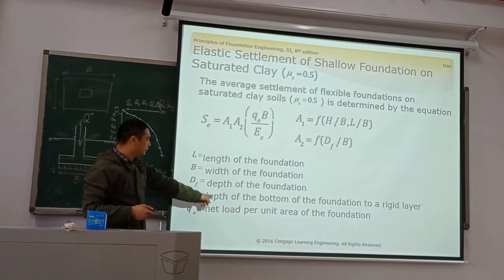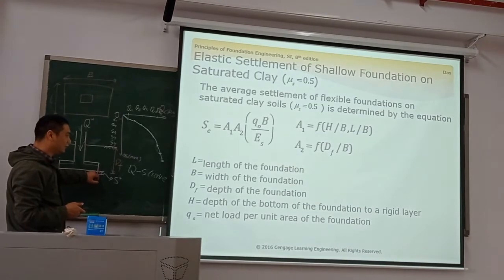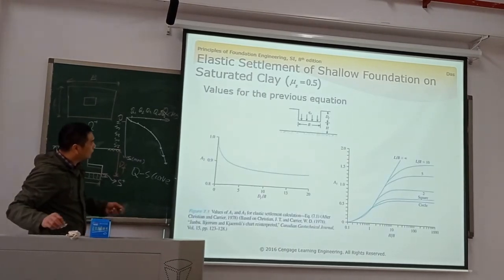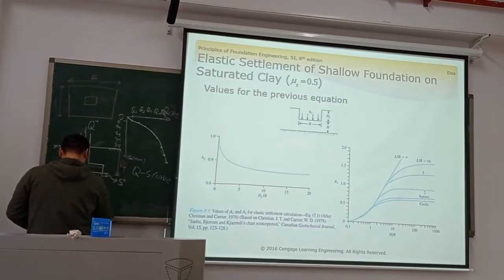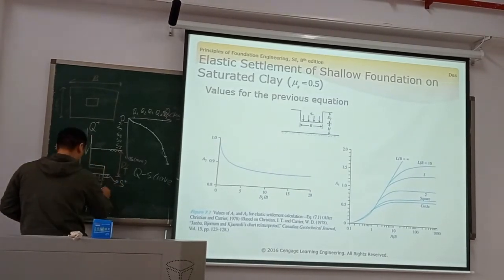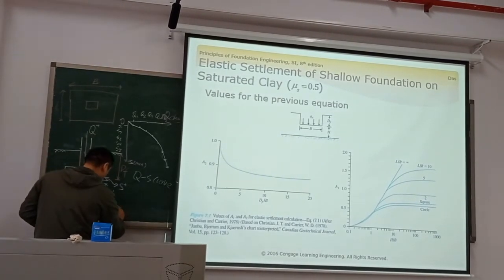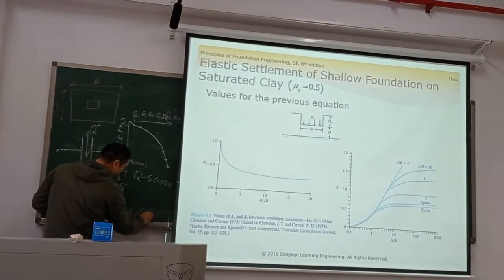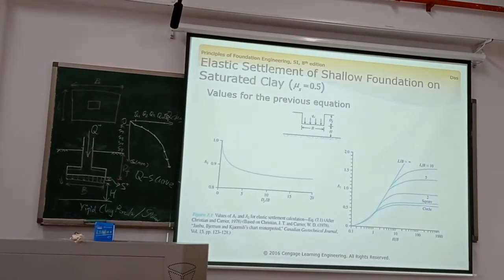H is the depth of the bottom of the foundation to the origin to clay. Maybe it's like this one. Clay. So for like this is rocket. What about the gravel, and so on. Okay.